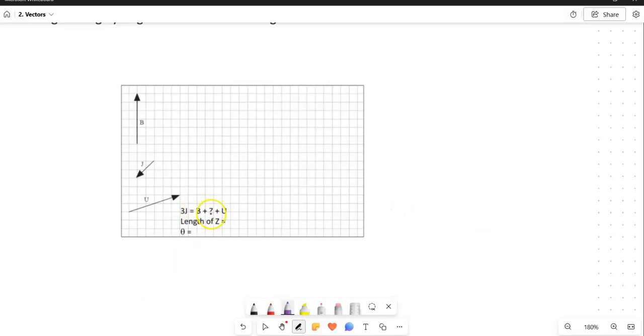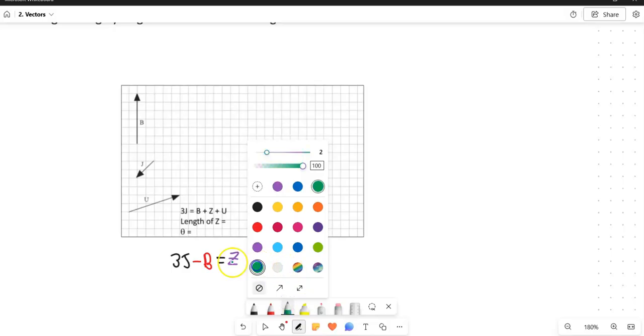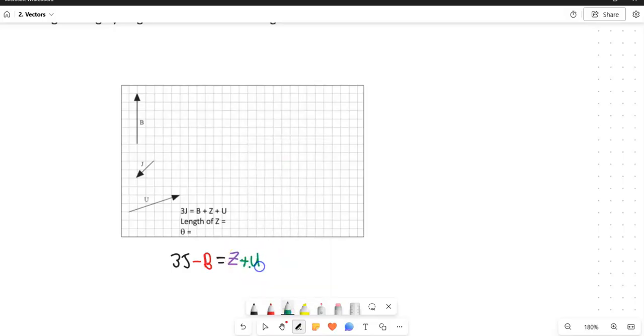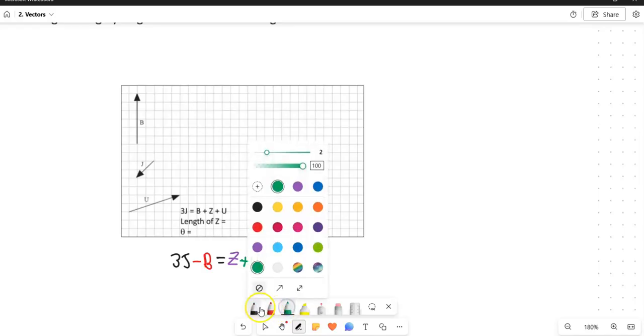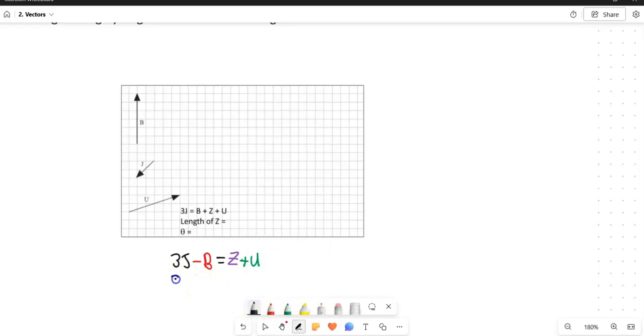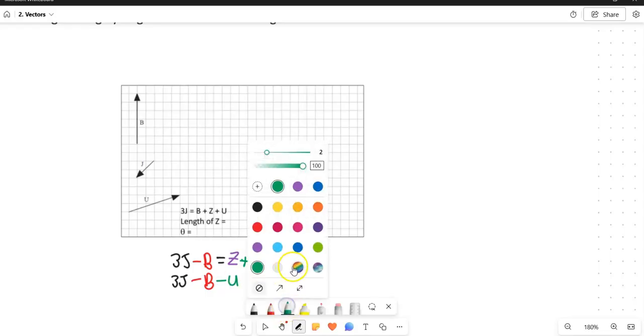So to find z here, you've got to subtract both sides by, we'll call this 3j, and we have to subtract both sides by negative b, and then this is going to be equal to our z vector plus u. And then we're going to subtract the u vector onto that other side too. So 3j minus b minus u is going to be equal to z.